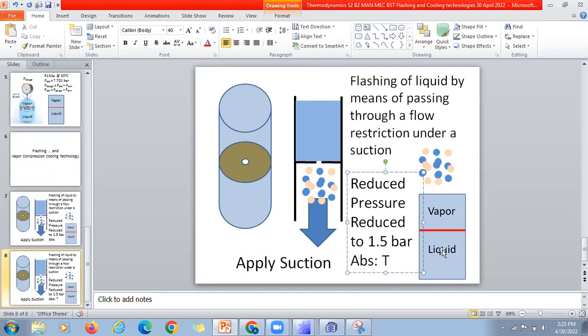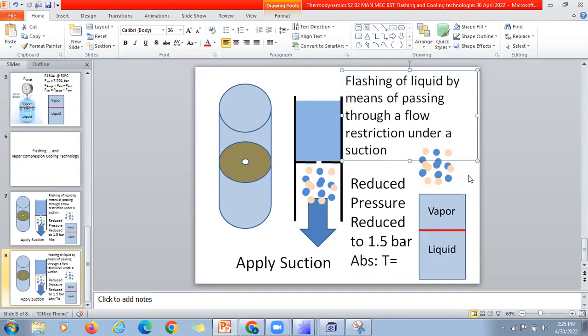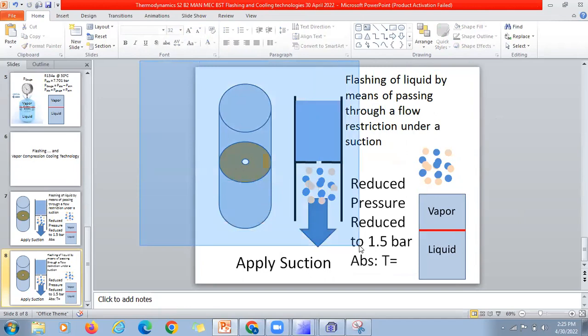What is the temperature? Because vapor and liquid are together. What's the temperature? Okay. So before talking about temperature, we should know what substance this is. What liquid substance is this? We have to know that upfront.